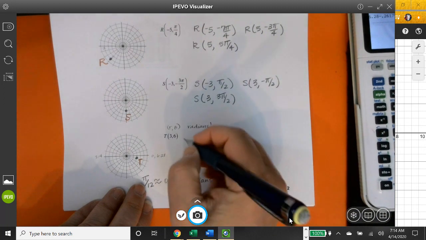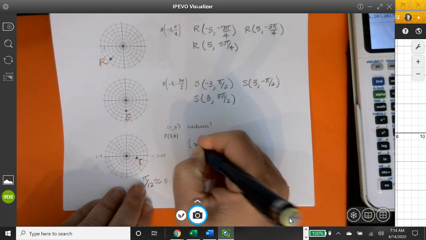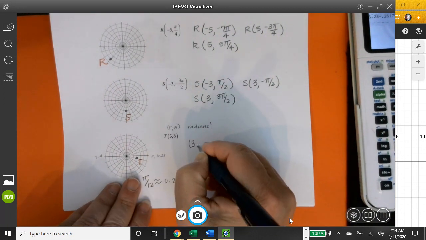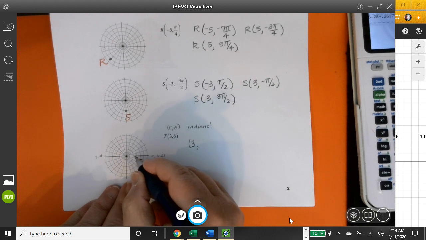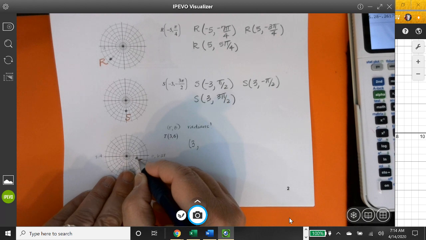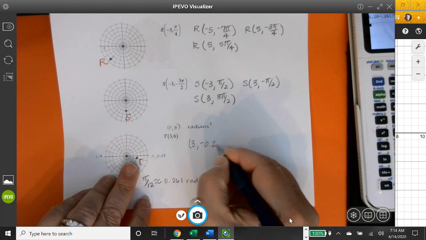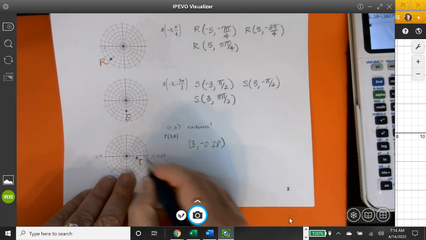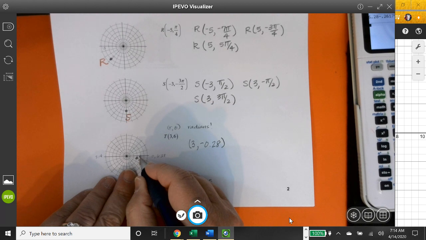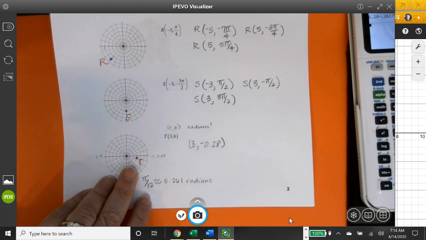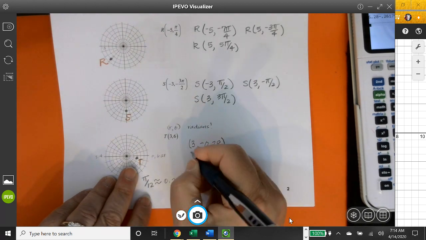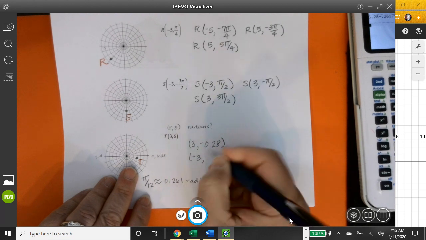All right, so what would my other representations be? Well, it would be 3, comma, if I go out positively, 1, 2, 3 radially on the polar axis. And then if I go counterclockwise now, what is this angle? Well, that's -0.28, right? Because all the way around is 6.28. And if I don't go all the way around and I just need to know what that difference is, that's 0.28.